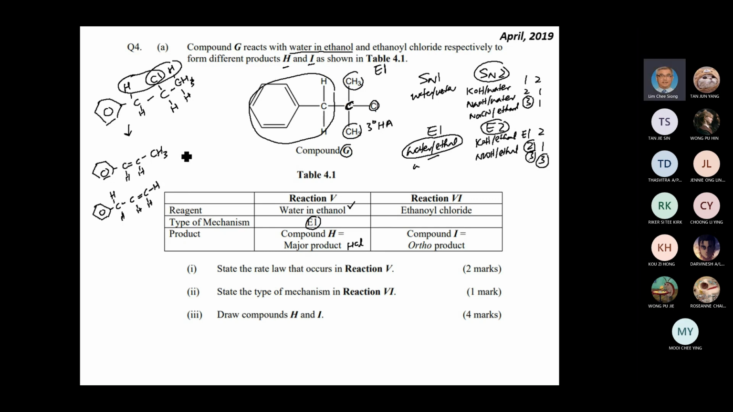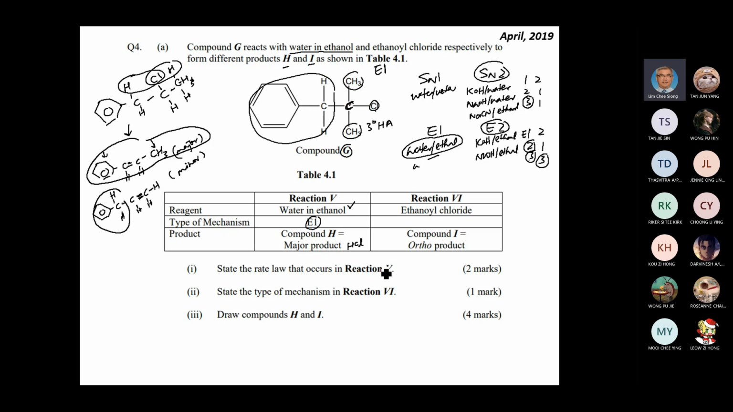Which one is major? This is major because the C double bond has two alkyl substituents. But this one is minor. Why? Because the C double bond has only one alkyl substituent. So this is minor. The question said that compound H is the major compound. Here, this one. Now look at the questions.